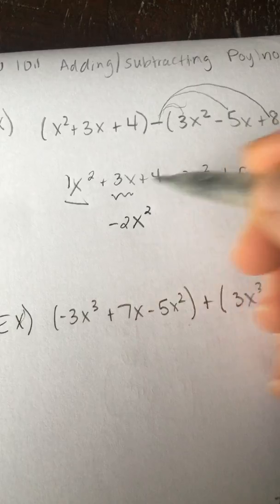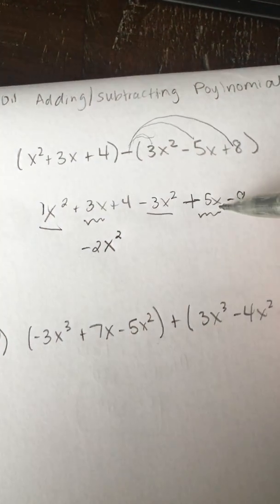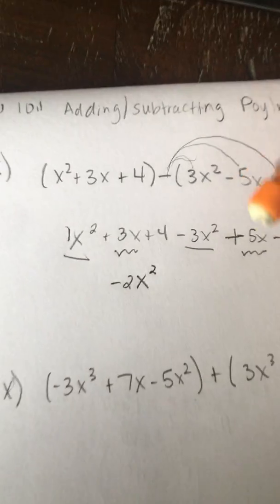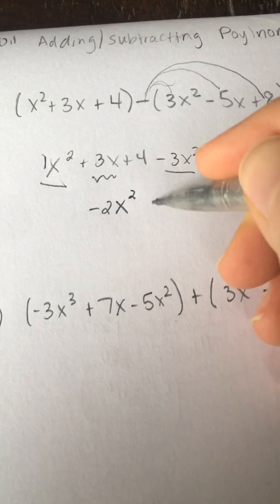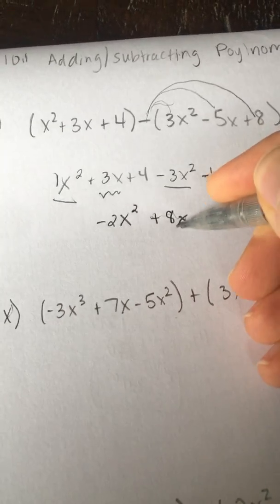Then I look for the linear terms. I have 3x and 5x. Those are like, so we put those together. 3 plus 5 is 8. So plus 8, and we keep what's like. What's like about them is the x.